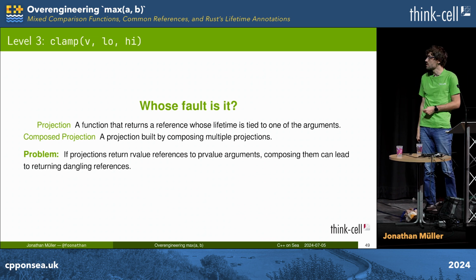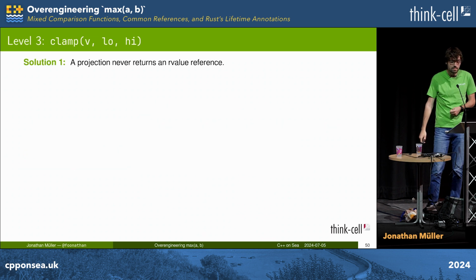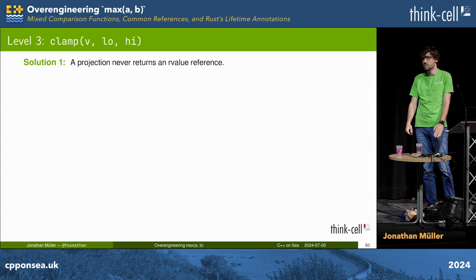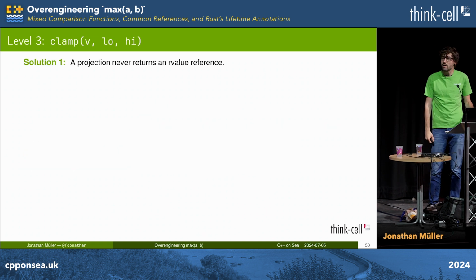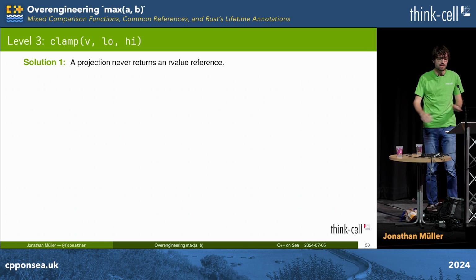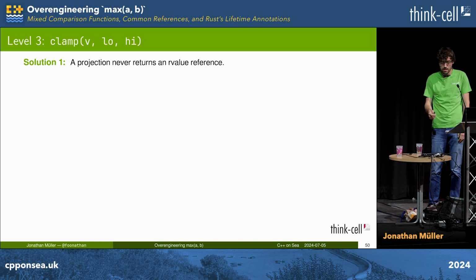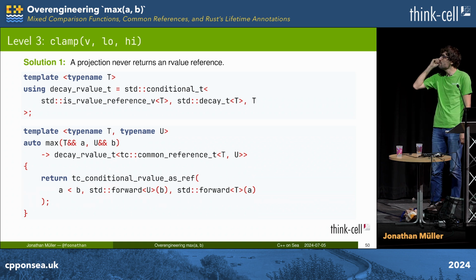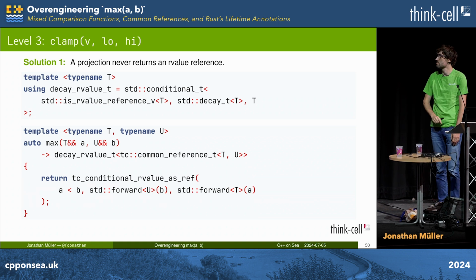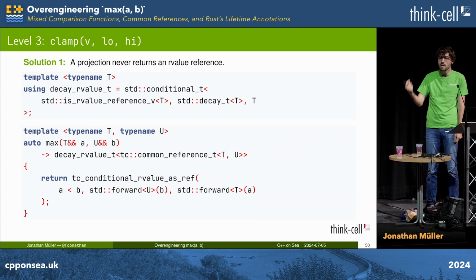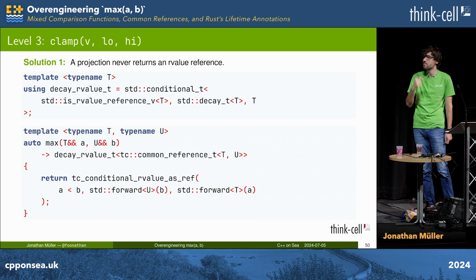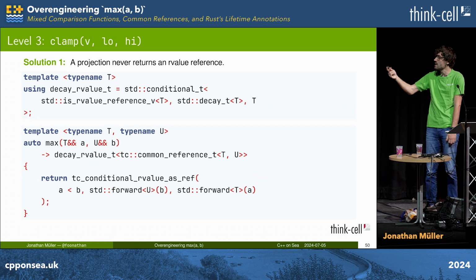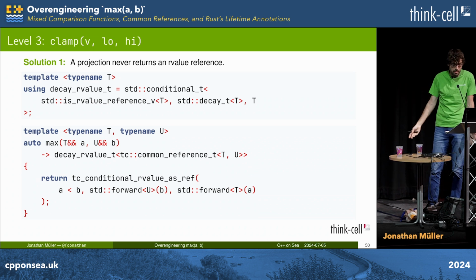Now there is an obvious solution here. That is, a projection never returns an R-value reference. Then we can never return an R-value reference to a PR-value argument, and we completely avoid the problem. So this would mean that, let's say we have a function decay R-value, which decays it if it's an R-value reference, and then we use that as the return type. So now max will never return an R-value reference, it will always return a PR-value, so we cannot return a dangling R-value reference to a PR-value, because we never return an R-value reference at all.